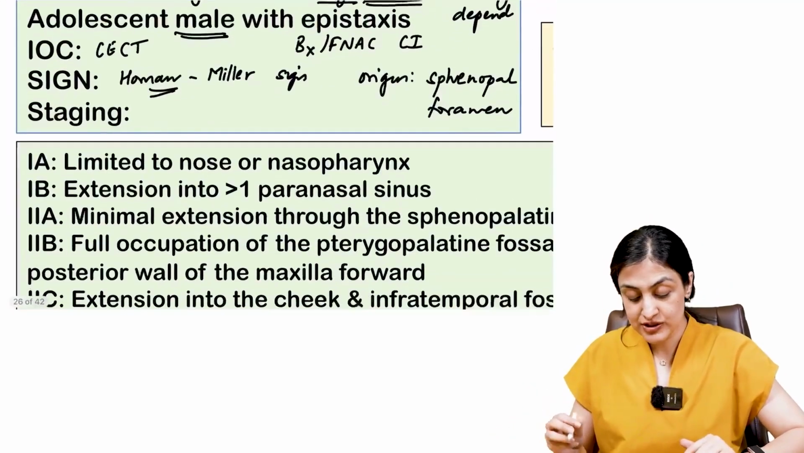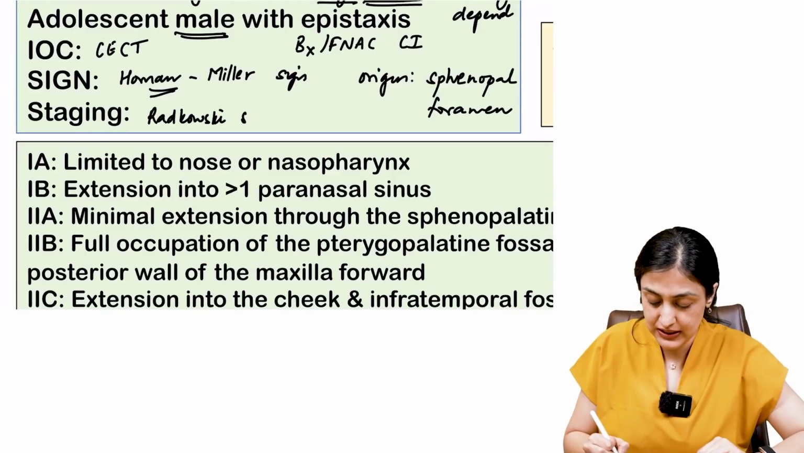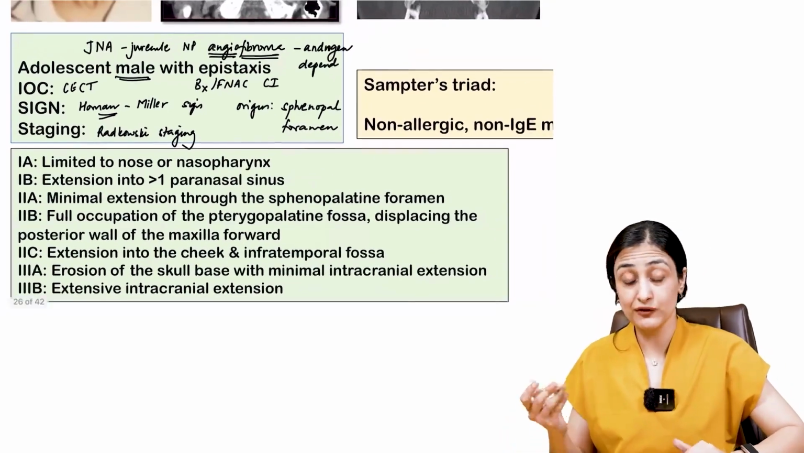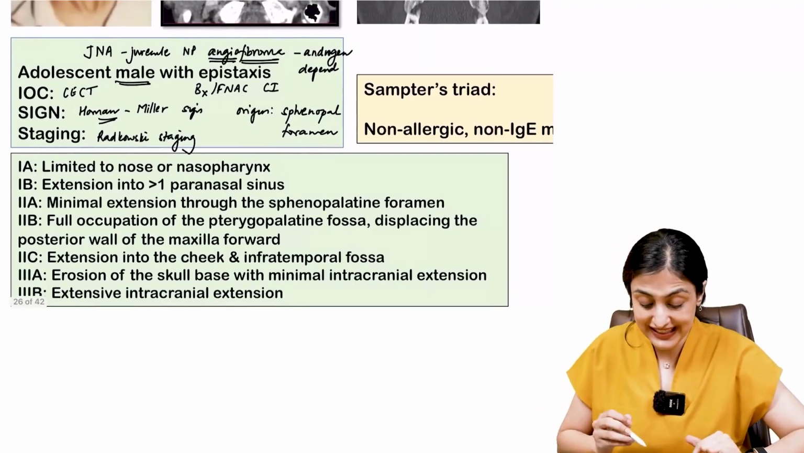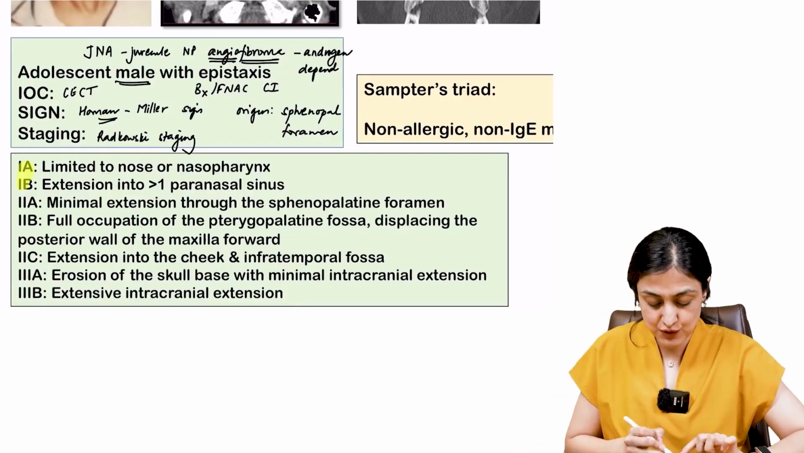Okay, so this is how it grows, and this staging is called Radkowski staging. It won't be difficult to remember. You will be able to remember this because now you've learned it, right? So see, 1A starting in the nose, 1B paranasal sinus. Okay, so these are local.